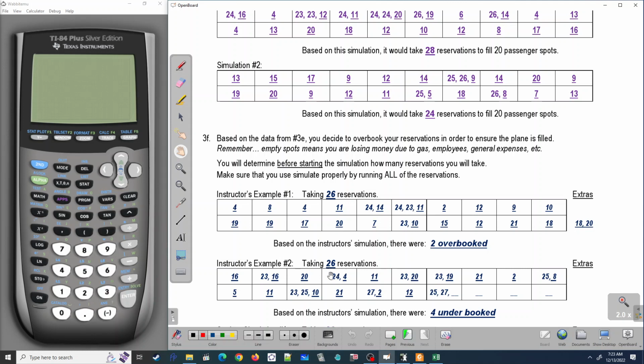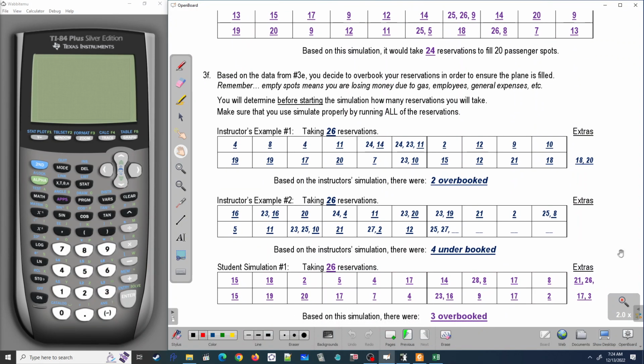Then I did this again with 26 reservations, but this time, by the time I got to my 26th reservation, you'll see that I did not even fill up this seat. I had 25, which was a no-show, 27, which was a no-show, so I had 1, 2, 3, 4 seats, which meant this was underbooked. It's kind of interesting. I took the same number of reservations, but in one situation I had 2 overbooked and in the other 4 underbooked.